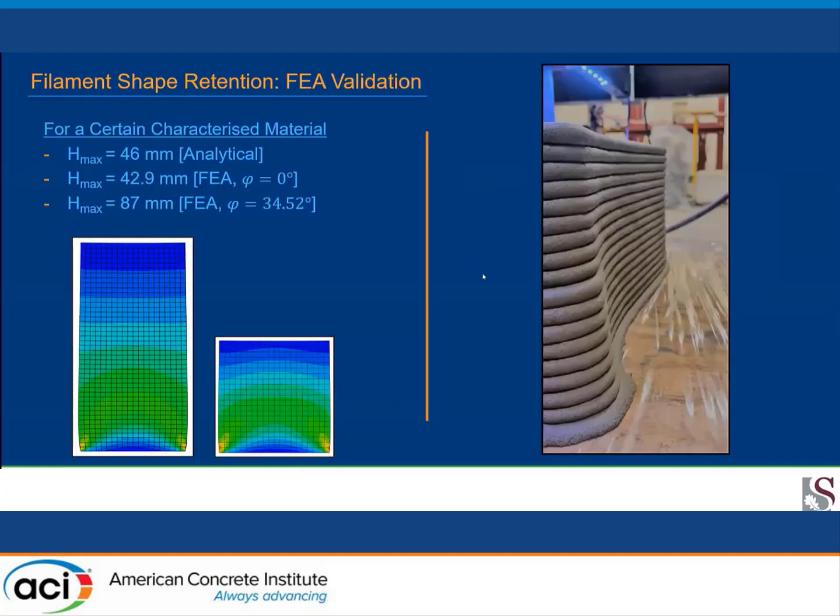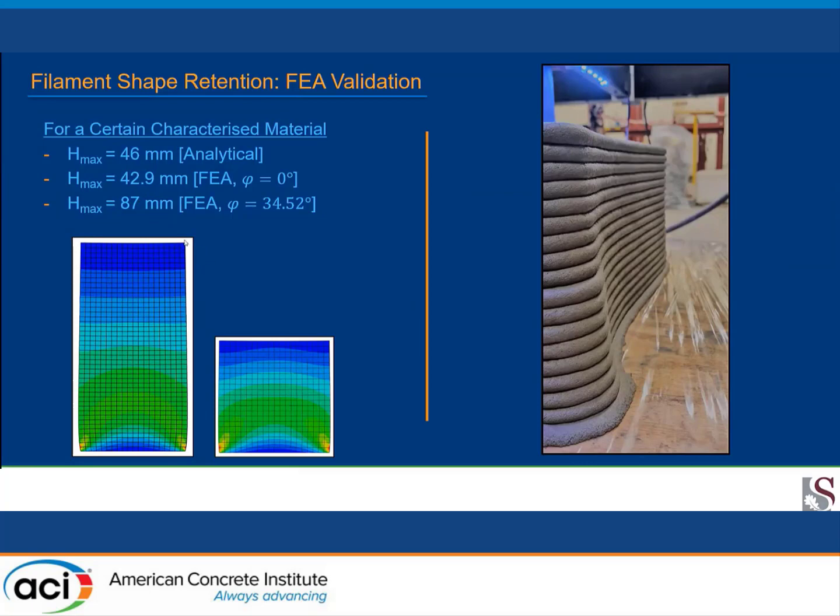So to show you the validation, we actually ran a finite element analysis on that, and we found that based on the analytical model, the maximum filament layer height for a particular material that we analyzed was 46 millimeters. The finite element analysis model got about 43. That's assuming no interparticle friction. And then lastly, we included the interparticle friction, which for our material was almost 35, which is quite high from what I've seen in literature, but you can see you almost get double the height, so it's quite significant.